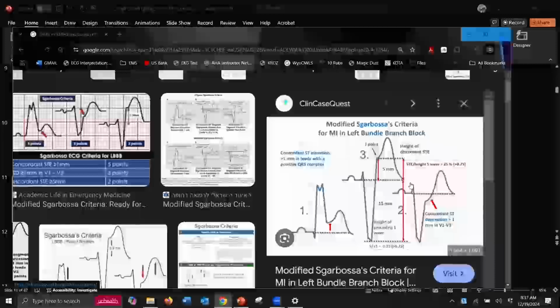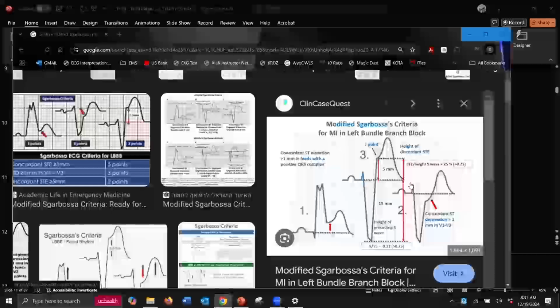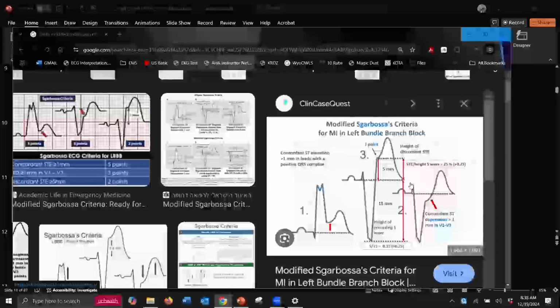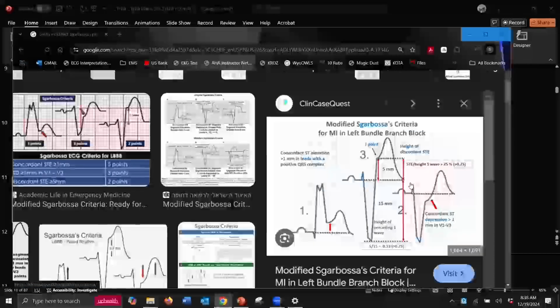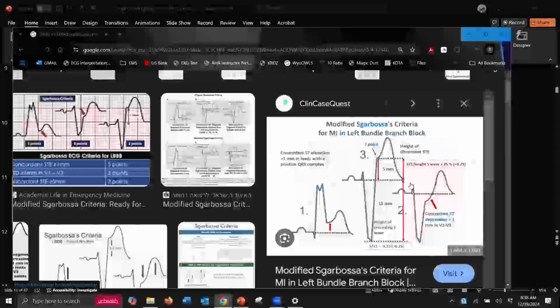So let's talk about Smith modified Scarboza criteria. This is a waveform detection that we can utilize in both left bundle branch block and ventricular paced rhythms. There are one of three ways that you meet criteria. If you meet criteria, it then is a STEMI equivalent. Does that make sense? And in some systems, it is an alert. That would be a system-wide thing.